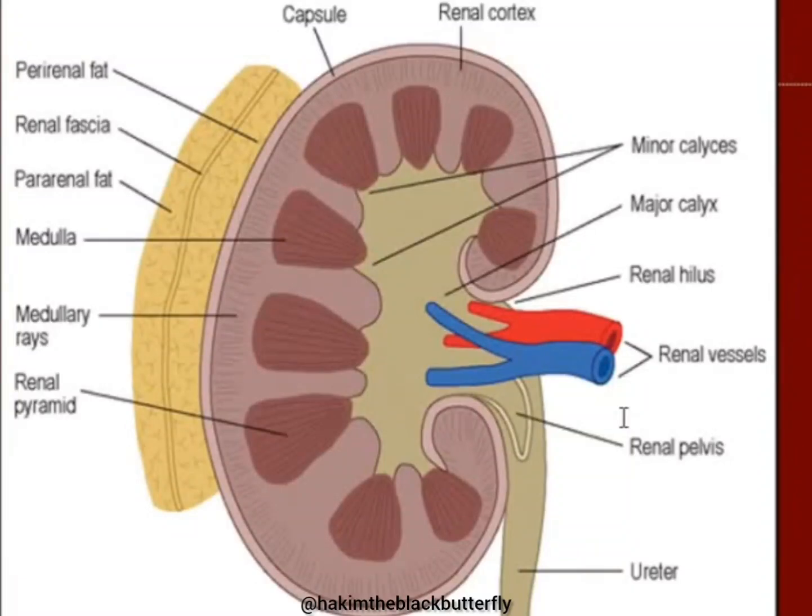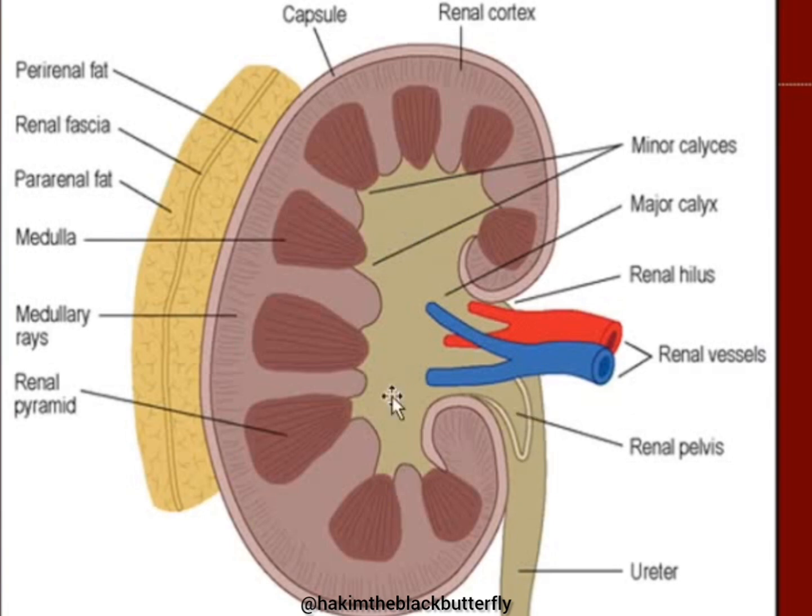Our kidneys are located on the posterior abdominal wall. The kidneys are located on the posterior abdominal wall and they are bilateral. We have the right kidney and the left kidney. The right kidney is located in the right lumbar region and the left kidney is located in the left lumbar region.